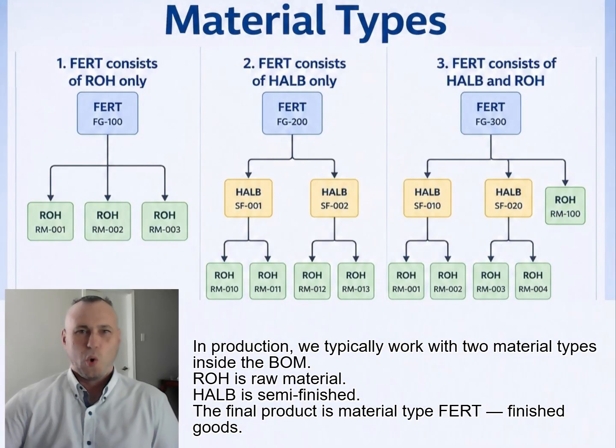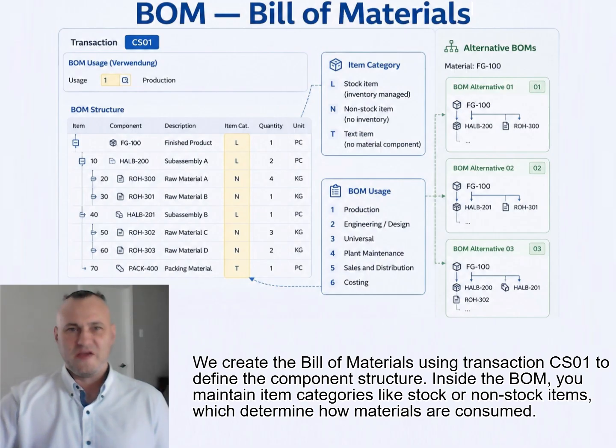In production, we typically work with two material types inside the bill of material. ROH is raw material and HALB is semi-finished. The final product is material type FERT, finished goods. We create the bill of materials using transaction CS01 to define the component structure.